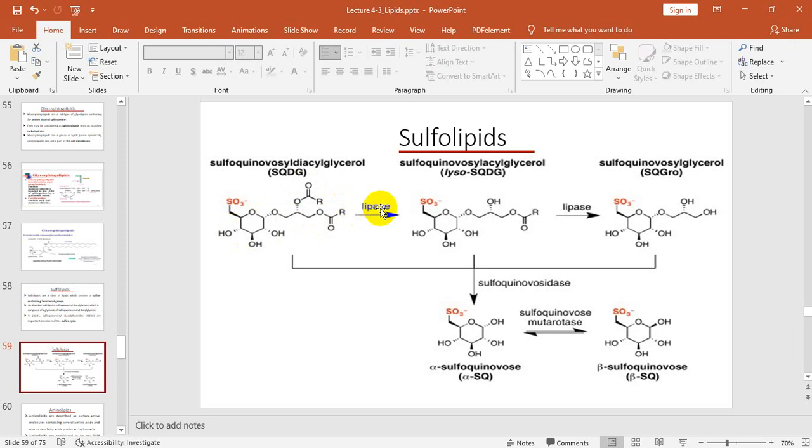So when we add a lipase, it will cleave off one fatty acid. So one is gone, it is replaced with OH. Another lipase will cleave off this one to remain OH. Then we can also cleave off the glycerol group, and we get the sulfoquinovosides. The sulfoquinovoside can mutarotate. Mutarotate means that it will change its conformation.